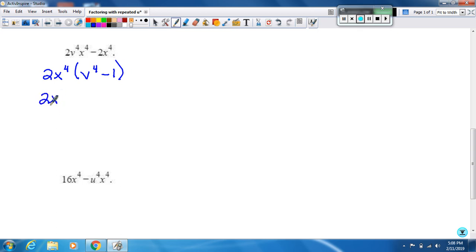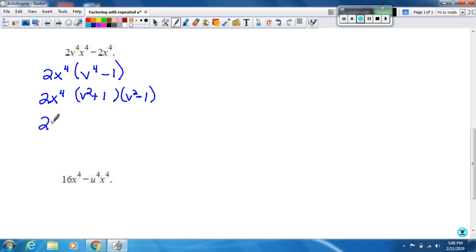So I've got 2x to the 4th. I'm going to make 2 sets of parentheses for my difference of 2 squares. Split your variables up evenly, so I've got 4 of them, so I'm going to put 2 here and 2 here. To get this negative, you have a positive times a negative, and then the square root of 1 is 1.